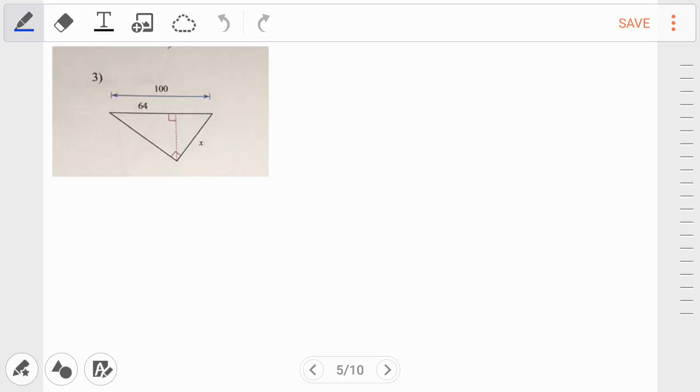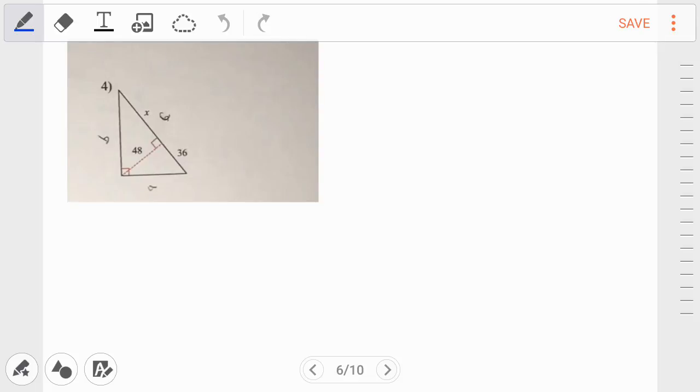This third question is just like the first one. Try it on your own. If you have any questions, please ask me. Let's go to the next one.